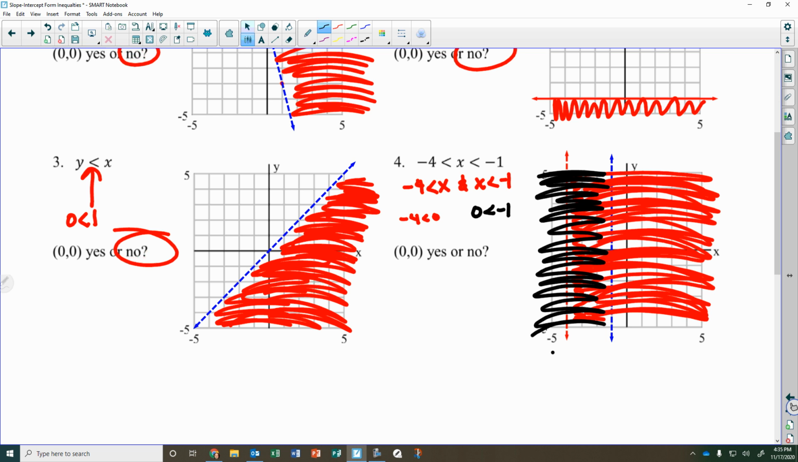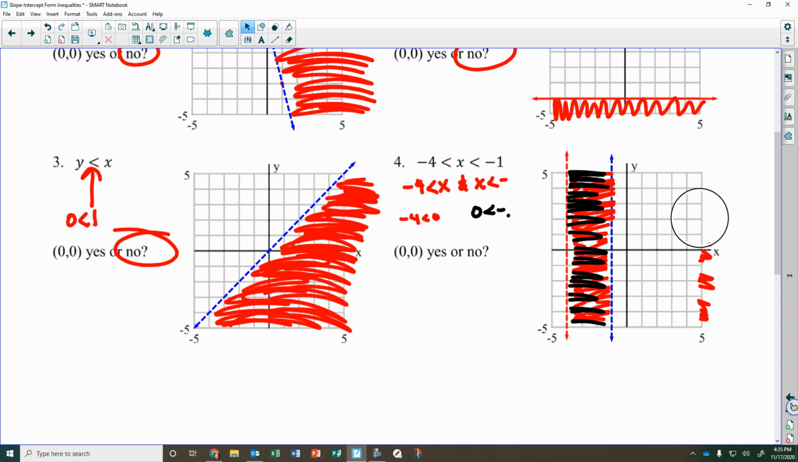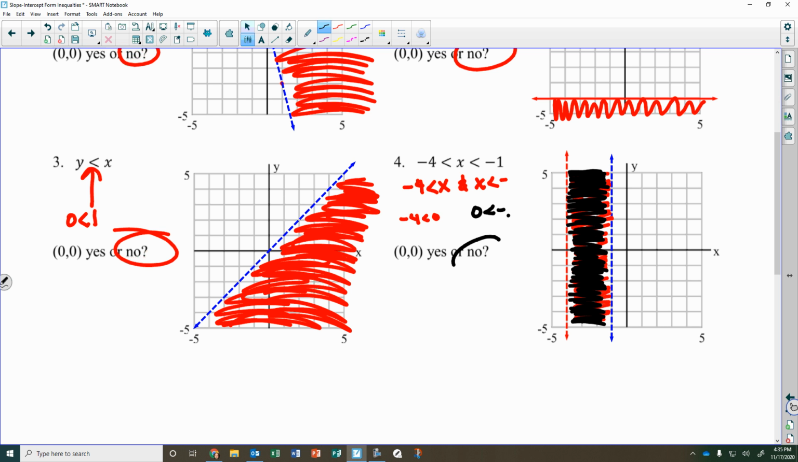So our solution, if you look, is where the two colors overlap, right here. This would be our solution: everything in between the lines. But since they're both not equal to, nothing on the line can be an example. So is 0, 0 a solution? No, it is not. All right, and that is the notes for slope-intercept inequality.